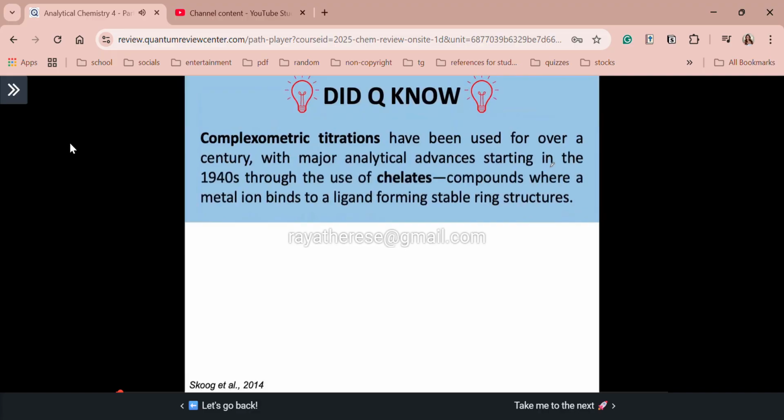Complexometric titrations have been used for over a century, with major advances starting in the 1940s through the use of chelates. O class, baka familiar na kayo sa word na chelate. So, chelates are compounds where a metal ion binds to a ligand, forming stable ring structures. Yung tawag naman natin class sa mga ligand that can form chelates are chelating agents. Example, glycine. So, glycine, having oxygen and nitrogen as its donor atoms, can form stable ring structures with metal ions.